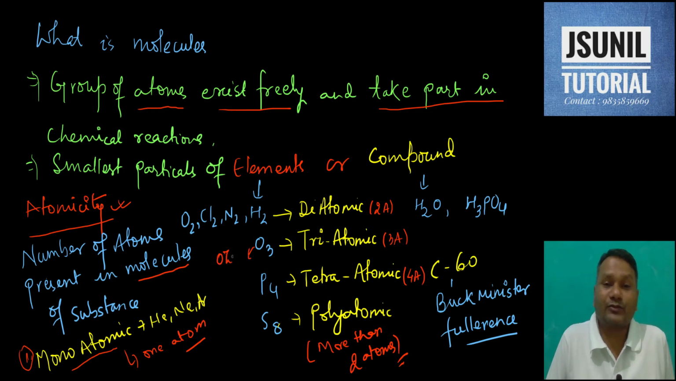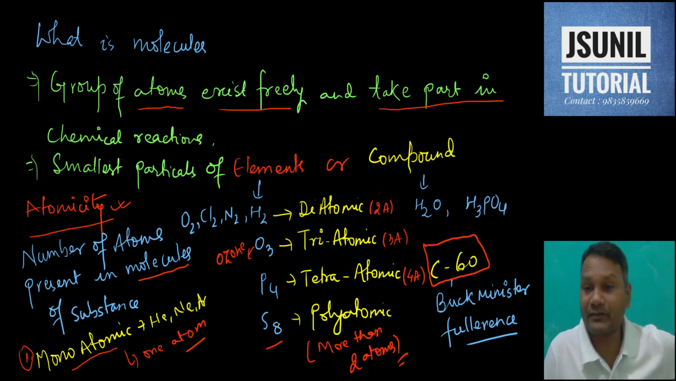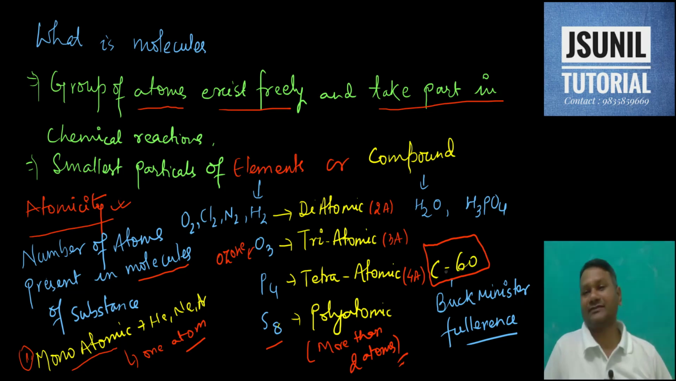Then ozone. This is ozone. Ozone is an example of triatomic, P4, phosphorus, is an example of tetraatomic, and S8, sulfur, is an example of polyatomic. But the allotropic form of carbon, C60, is an example of polyatomic, having the highest 60 atoms, that forms a molecule of carbon and is known as Buckminsterfullerene.